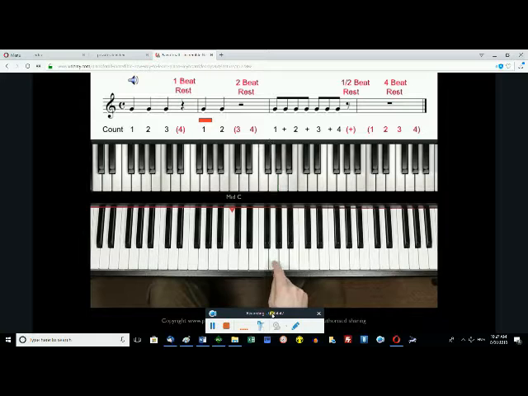Next bar, 1, 2, 3, 4. That little line above the middle line is the 2 beat rest. Let's have a look at the next one. 1 and 2 and 3 and 4 and. That period of rest there was a half beat rest. That's that little squiggle. And a 4-beat rest is the little line underneath the fourth line up. Nothing's played in that bar, so it's just 1, 2, 3, 4.